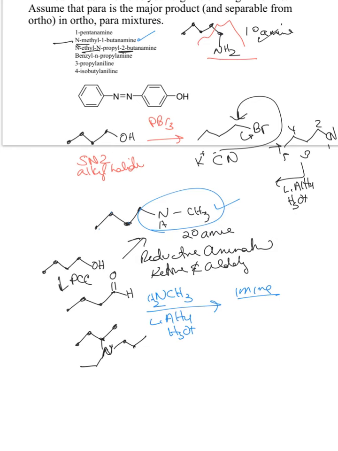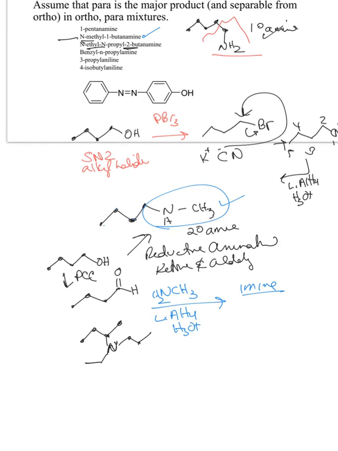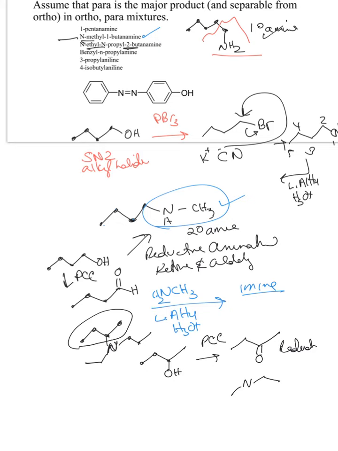And you got to start with an alcohol. So let's start with this alcohol, the secondary alcohol. Let's oxidize it using PCC to the ketone. And now we can do reductive amination. And we can do reductive amination with, we'll just go ahead and do it with this amine and lithium aluminum hydride. And that's going to give you your desired product.